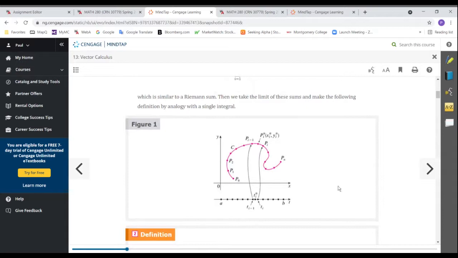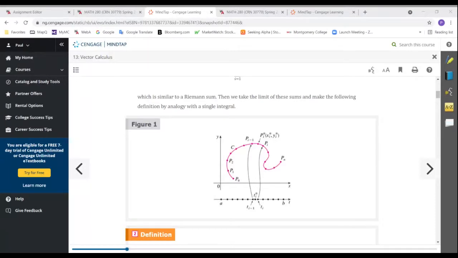So in figure 1, you have an arc C, a curve in space, and it moves from a point P sub 0 to a point P sub n. So it has a starting point and an ending point. And the different points are functions of x and y. In other words, a point on the space curve has coordinates x and y, but the coordinates x and y are themselves functions of time t.